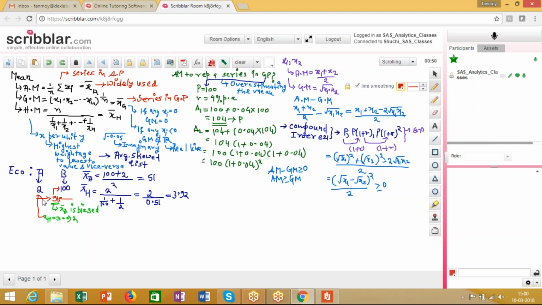Clear? So this is the advantage that harmonic mean has over arithmetic mean. If you have an extremely skewed distribution, you can think of using harmonic mean, provided that the variable values are converted into x per unit y. But at the same time, harmonic mean also has a very big challenge.